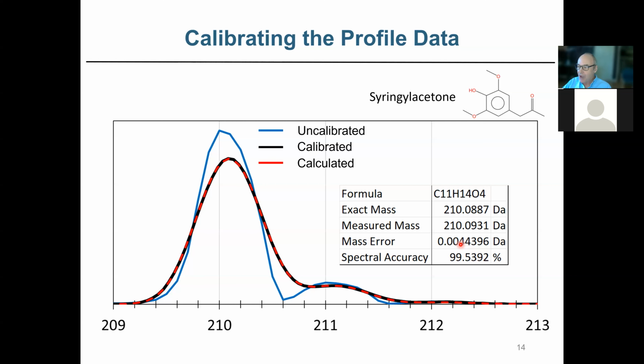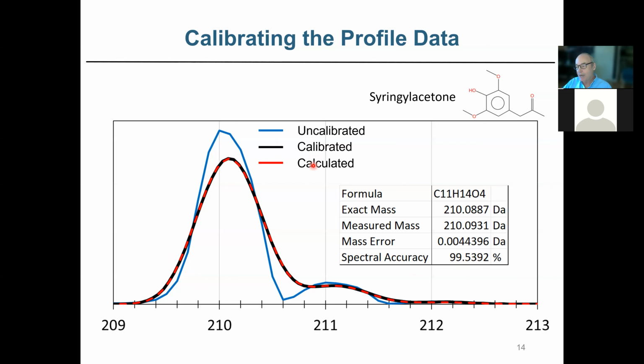It's not as good as a TOF, but it's pretty good to start getting you there. But if we also compare the isotope patterns and use our spectral accuracy approach, we can compare the calculated with the calibrated, and we get here a spectral accuracy confirmation of 99.5. That means 99.5% of the information is explained by the calibrated spectrum when we compare it to the calculated spectrum. So that's how we can do accurate mass on a quadrupole.